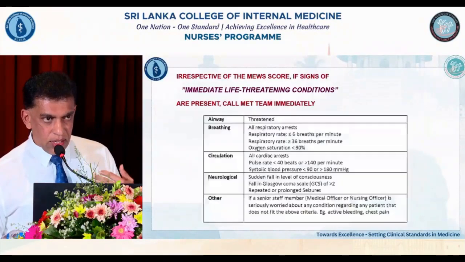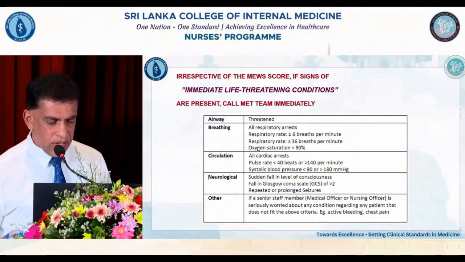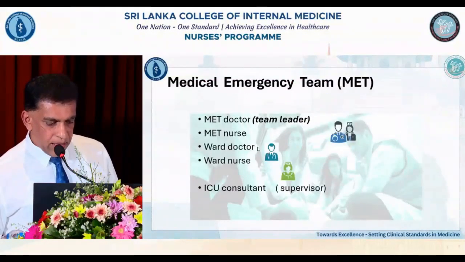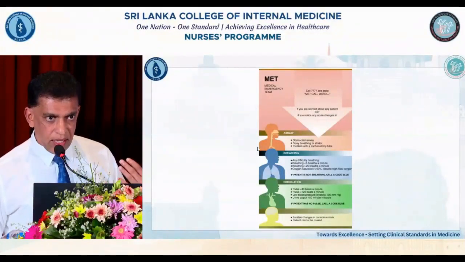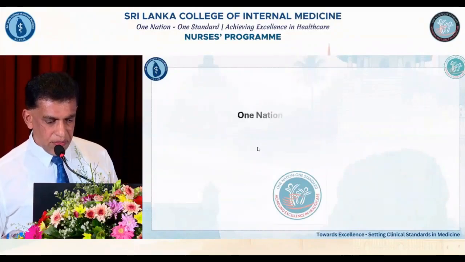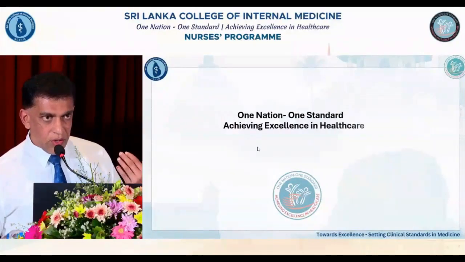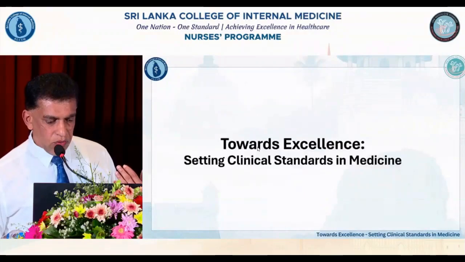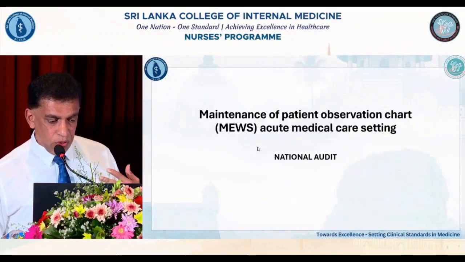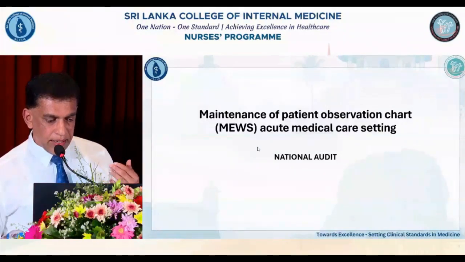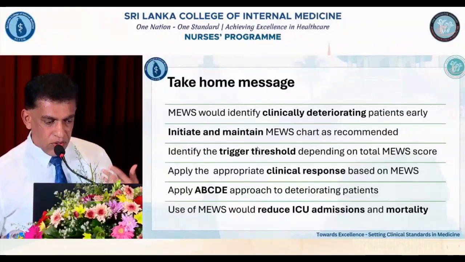In addition to these things, if there's a patient clinical deterioration, we will always call the medical emergency team, which comprises these members. This is what we call the METS form in other countries, so people will be familiar with this. Now going with our theme of the year, we have started the audit, which I showed at the beginning also, on maintenance of patient observation charts in the acute medical care setting in 5 centers, and it's ongoing now.